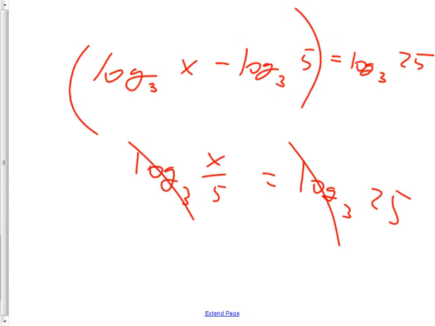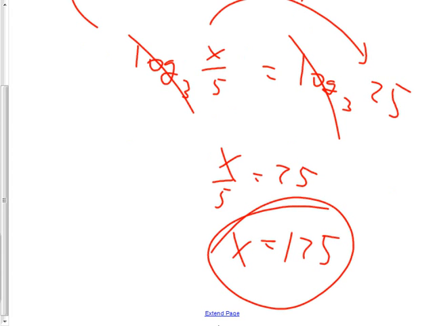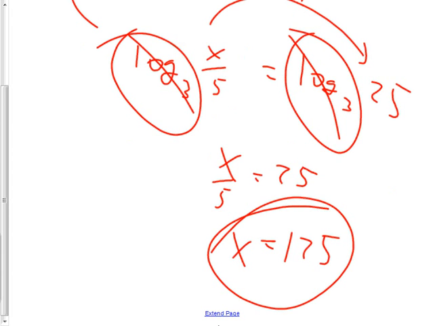Now I can doink, and I get x over 5 equals 25. And so if x over 5 has to equal 25, I just have to figure out what 25 times 5 is, and I'll have it. What is it? 125. How did I do that? By getting rid of the logs, by canceling them out. And it's really not canceling. It's really just saying that this has to equal that.